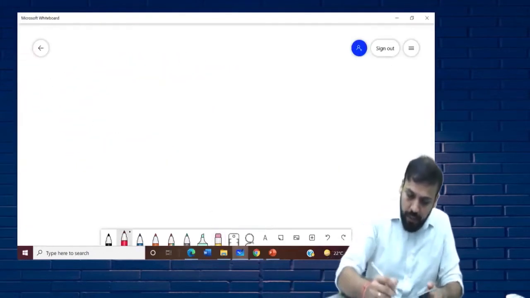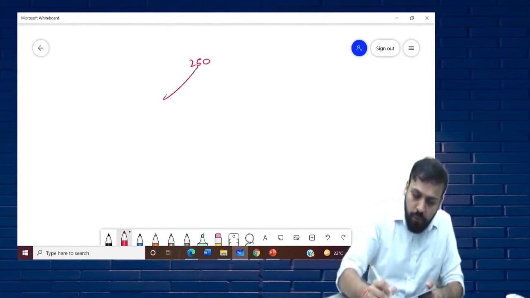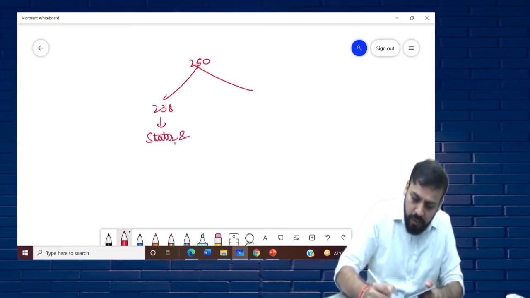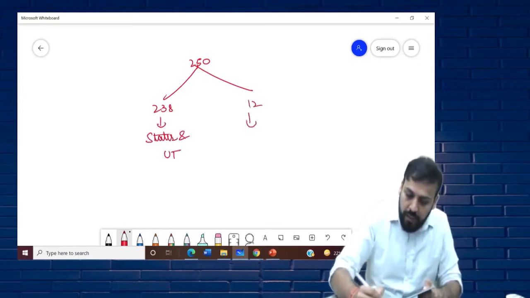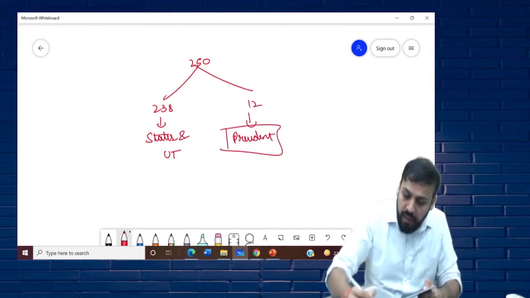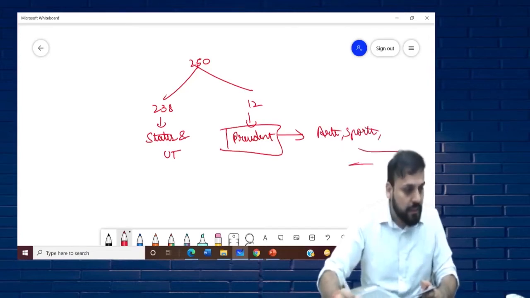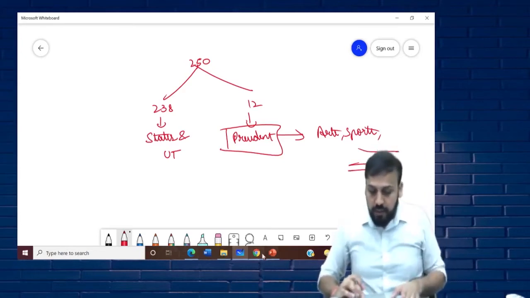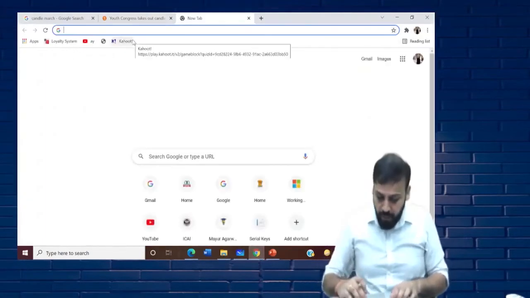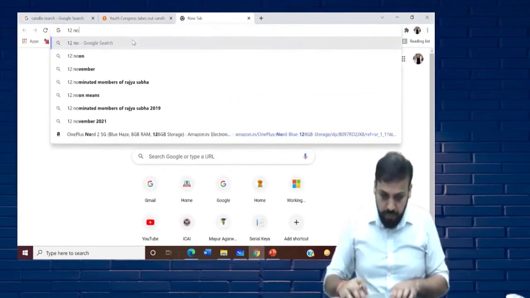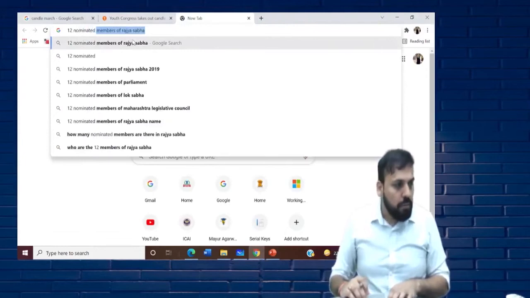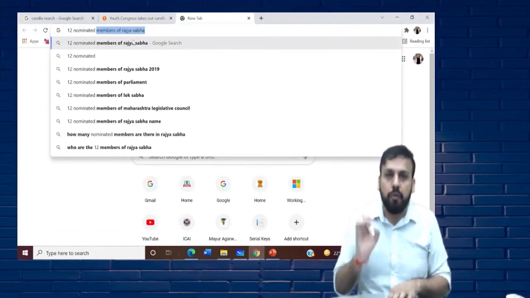Let me explain this. How many members are there? 250. Out of 250, 238 are appointed by states and union territories, and 12 are nominated by the President of India. The President nominates them based on arts, sports, etc. There are many grounds. I'll give you the list. Mary Kom. Do you know Mary Kom? You must have heard about Mary Kom. Mary Kom is nominated by the President based on sports.